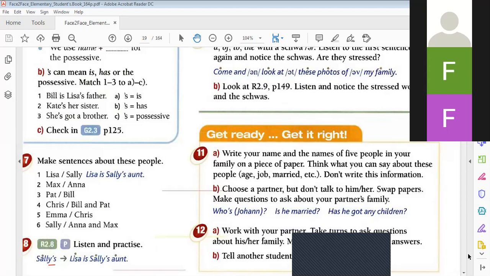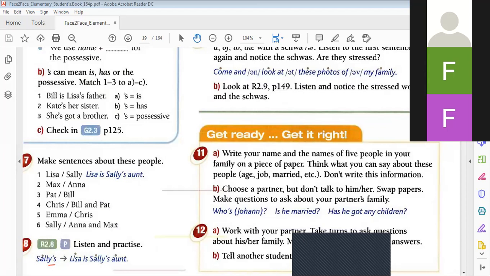Okay, Fatima, one, you can do it. Okay, Max is Anna's husband. All right, good, okay. Omnimedia? Max is Anna's husband. Okay, good.